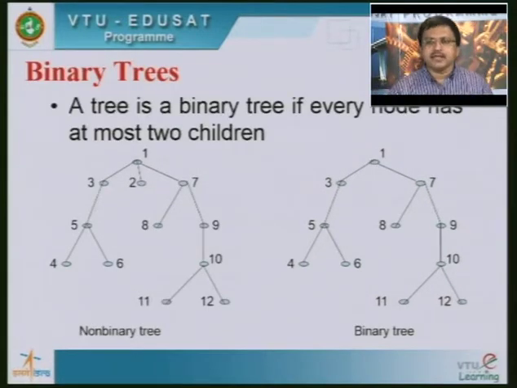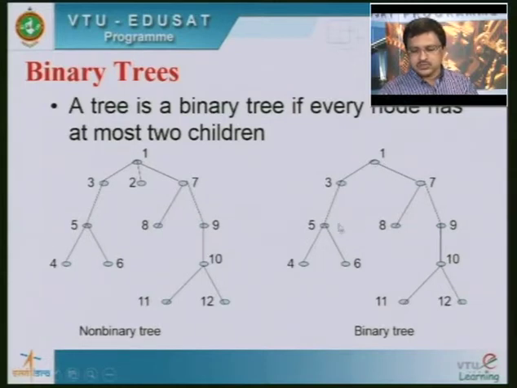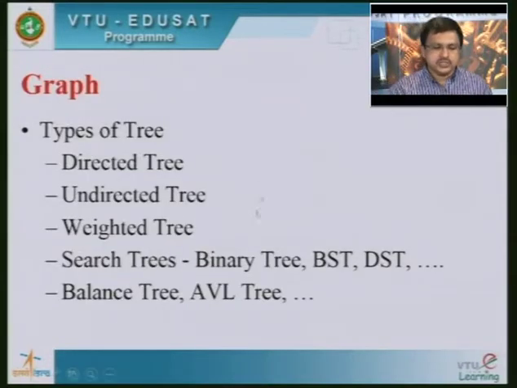There is a special type of tree where every node has at most 2 children following it. For example, this. You see you have only 1 or at most 2 children. This is an example of a binary tree, whereas here the root has 3 children, so it is not a binary tree. In a binary tree a node can have 0, 1, or 2 children. If every node has exactly 2 children except the leaf nodes, it is called a balanced binary tree. These are the types of trees.